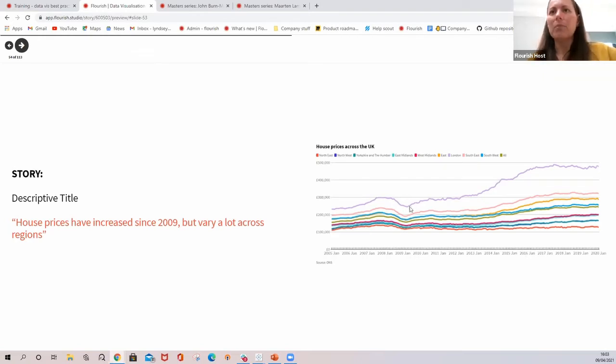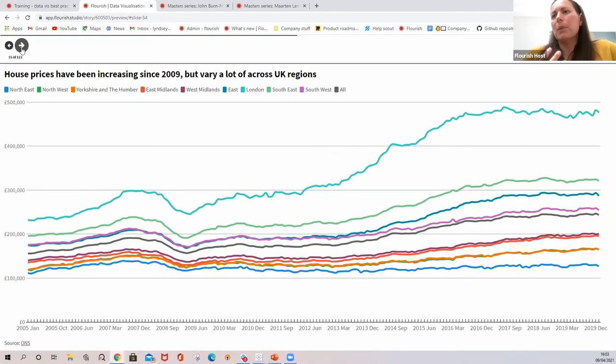So we see this is the change, this increase over time, but then how much more somewhere like London's house prices have gone up compared to somewhere like the Northeast. So again, we'll step through this example within our framework and see how we might change this just to make it a bit more understandable and for it to tell a story. So we put our title in here.